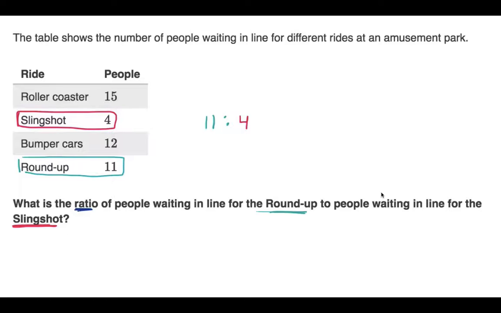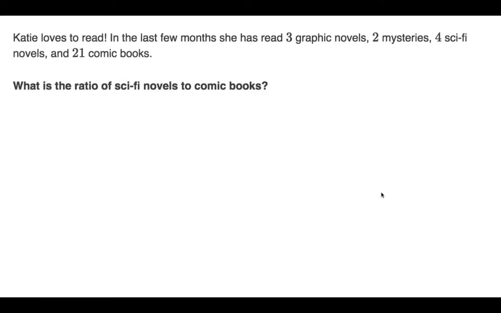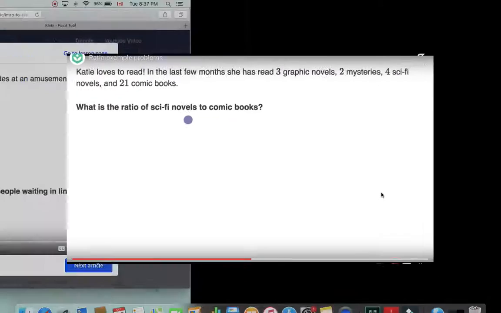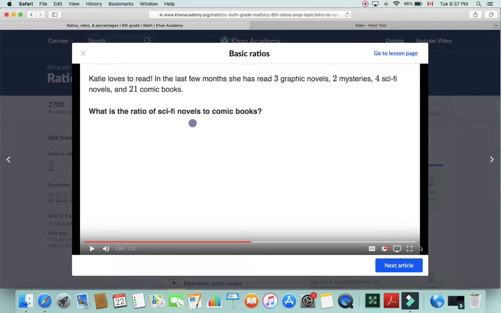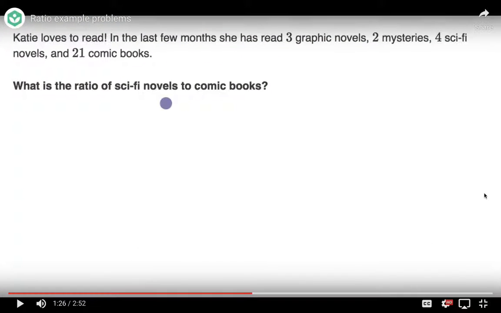Let's do another example. Katie loves to read. In the last few months, she has read 3 graphic novels, 2 mysteries, 4 science fiction novels, and 21 comic books. What is the ratio of sci-fi novels to comic books? Okay, so just pause the video and try to figure it out yourself. And I'm going to tell you the answer in 3, 2, 1.